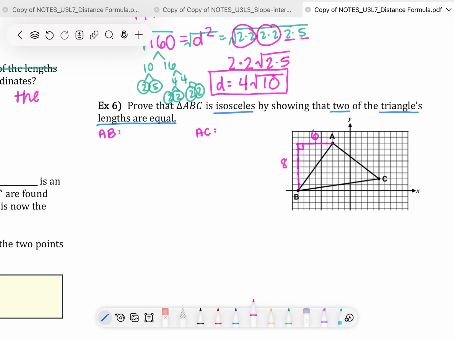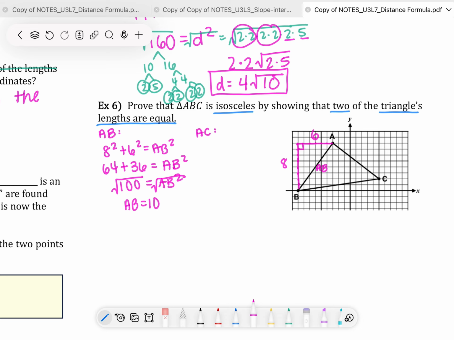Okay, so for AB, we can just leave that as AB, this length here, this hypotenuse, like we did earlier. So we can go ahead and say that the 2 legs are 8 squared plus 6 squared, and that's equal to AB squared, right? So then 8 times 8 is 64, plus 6 times 6, which is 36. And then that's 100 equals AB squared. Of course, when we square root both sides, the square root of 100 is 10. So AB is 10.